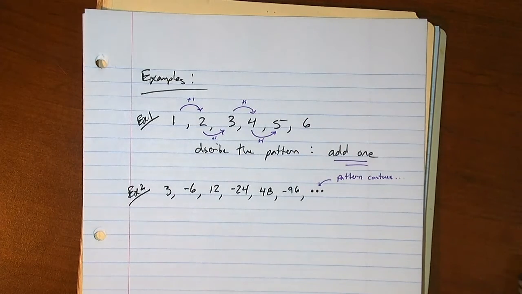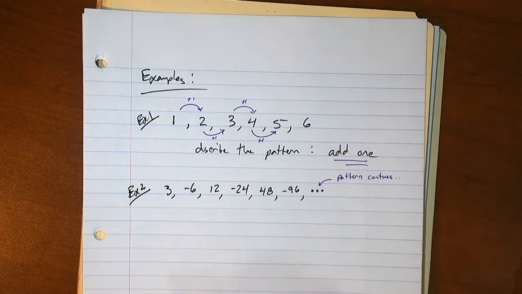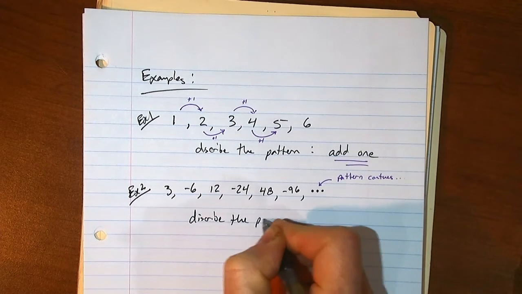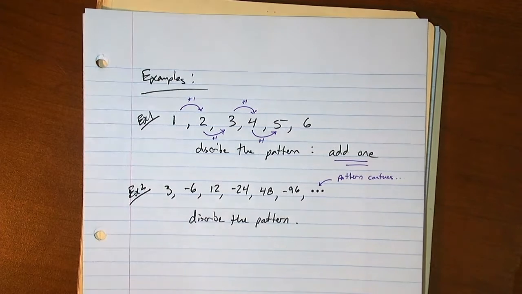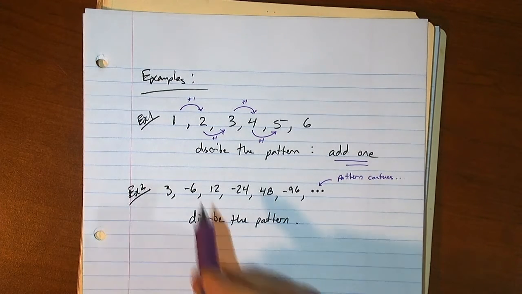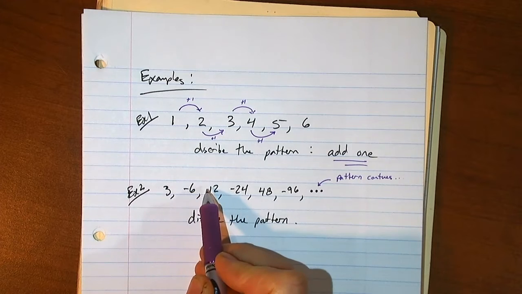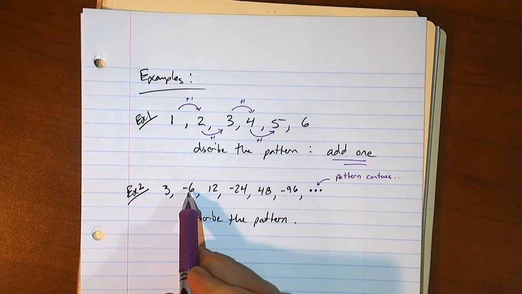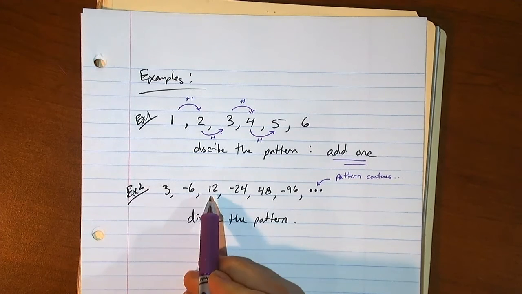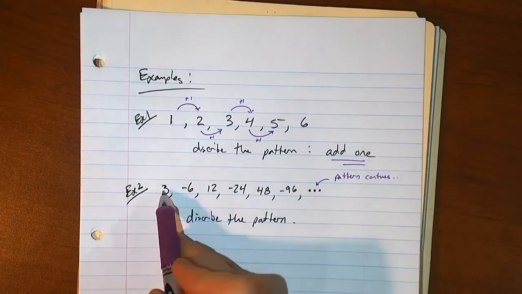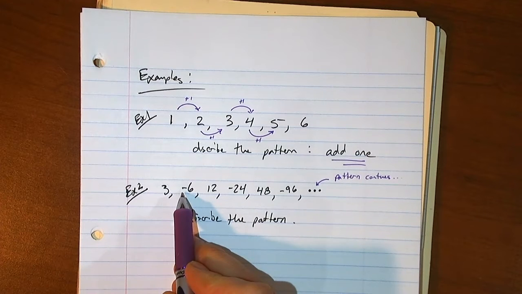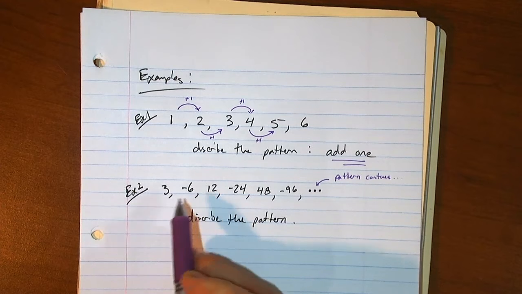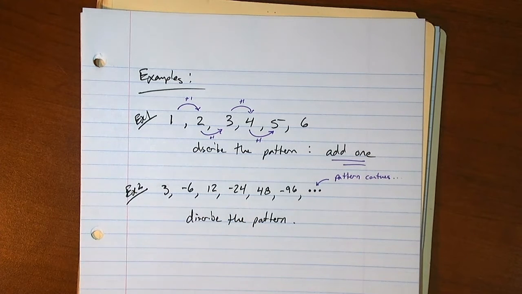Okay, but now that we've seen an example of a finite and an infinite sequence, let's go to this one and describe its pattern. All right. So here I can see if I try adding numbers, it doesn't work because I can't add a number to get from 3 to -6 and then add the same number to get from -6 to +12, right? That wouldn't work because to get from 3 to -6, I'd have to add a -9. But -6 plus -9 would give me -15, not +12. So this doesn't work. So the pattern must not be adding.